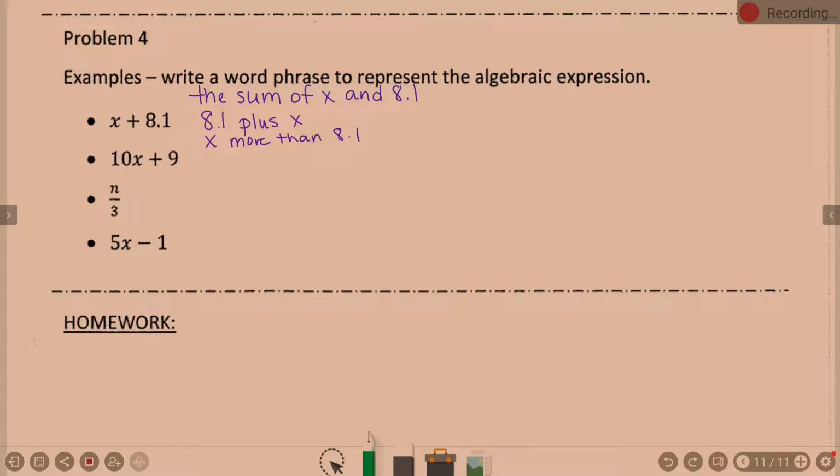Okay, let's look at the next one that has the 10 and the 9 in it and the x in it that I'm not going to say out loud.